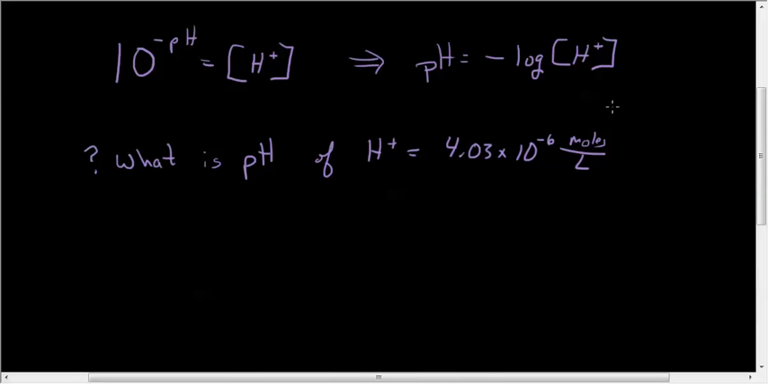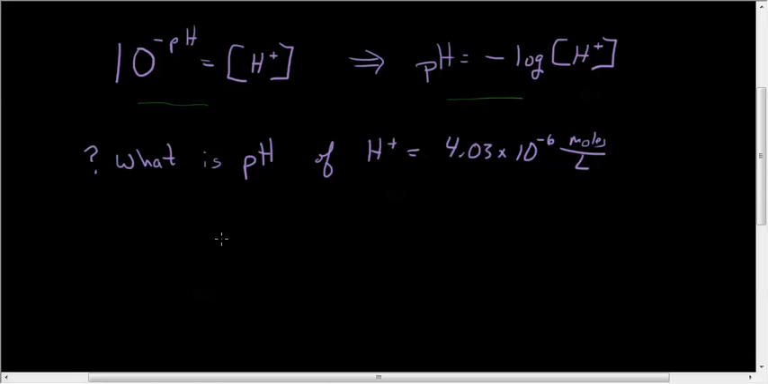Alright, another purpose for logarithms, again, when the numbers get real big or real small, it's easier to use an exponent. The example that we tend to practice with is pH. We know that 10 raised to the negative pH is equal to the concentration of the H plus ions. Rewriting that exponential equation as a logarithmic equation, pH is equal to the negative log of the concentration of the H plus ions.